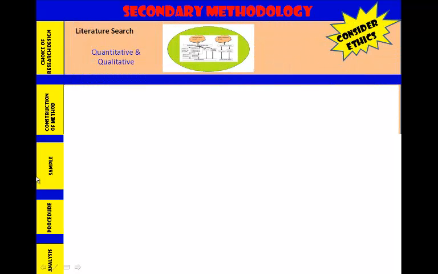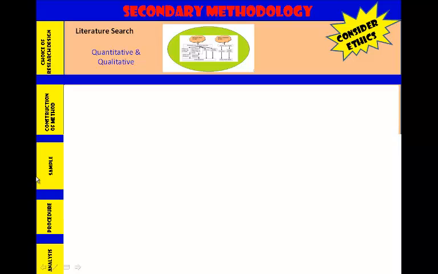Okay, so let's look at the methodology then. How do you write up your secondary methodology? The same 5 categories are showing on this slide and should be included within your methodology as when we did primary methodology. But here, if we've chosen to do secondary, we need to explain and justify that.